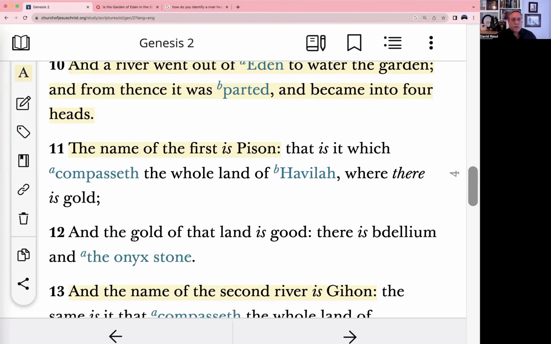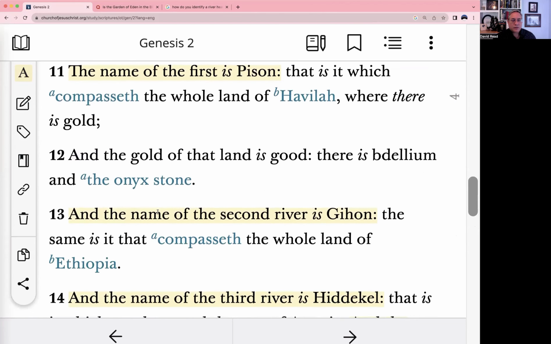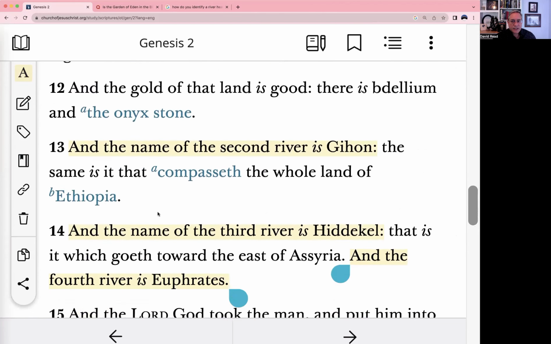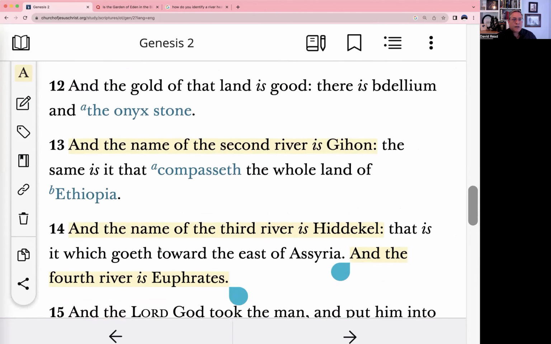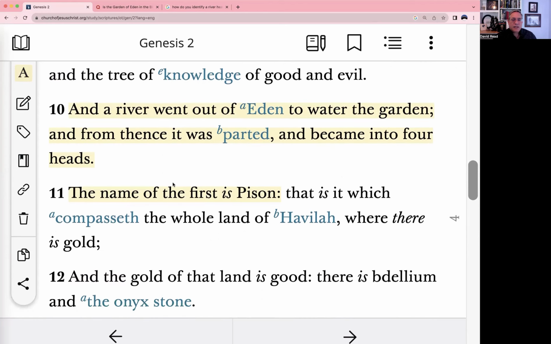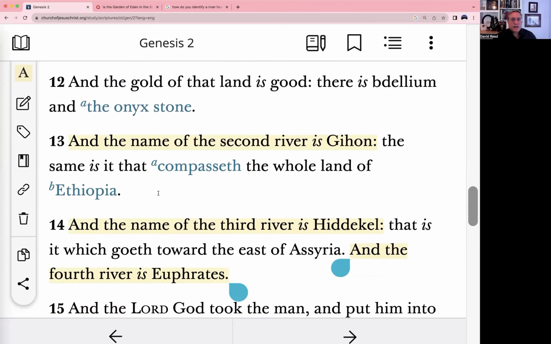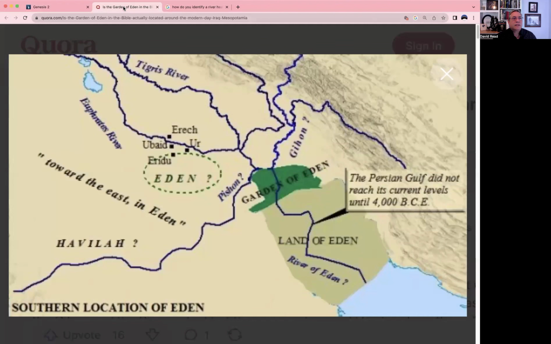Okay, now what this does is it indicates that the four heads of this river are four smaller rivers, which could be branches or tributaries of the river. The way it's described here, it kind of indicates them as branches, but the way that the language has been traditionally interpreted is actually going upstream, with the four heads being four tributaries flowing into and towards the Garden of Eden. I'll just pull up an example of an idea.